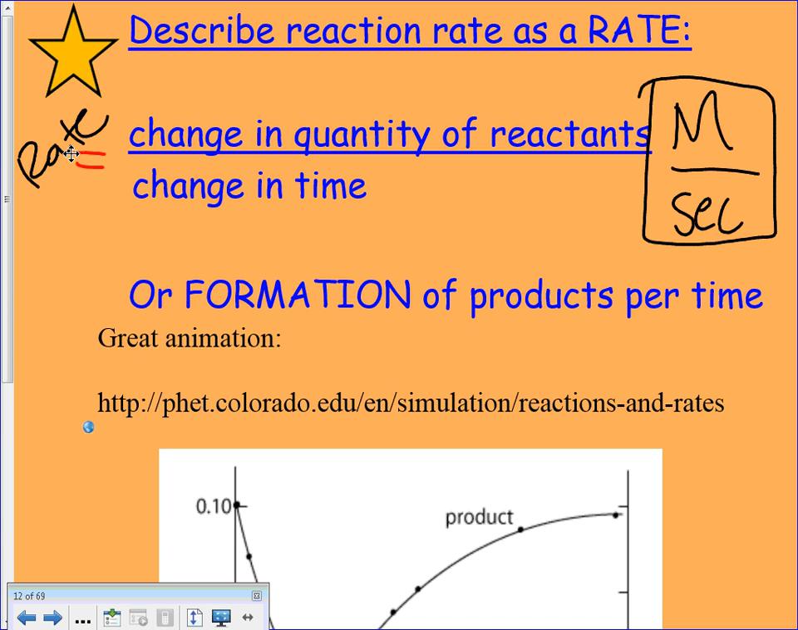Most of the time, it might be molarity over minute, depending on how fast it is. So you can probably imagine, if I start off with reactants, what happens to the quantity of reactants over time? They decrease. Why? Because they get consumed to make products. So what should happen to the product concentration over time? They should increase, right? Okay, so look at this graph.